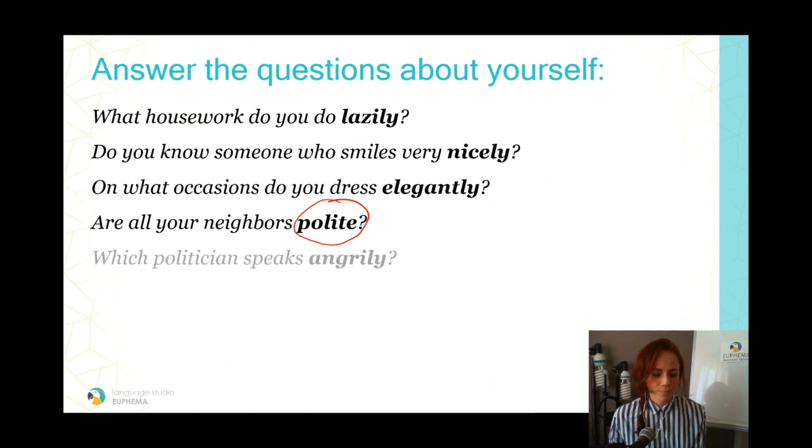Okay, fine. Which politician speaks angrily? Well, that's a toughie. Okay, I guess there are some politicians that speak angrily, but I don't want to drop names here. But you can answer it. You are at home and nobody can hear you. So I just say, beep, speaks angrily. Okay, I beeped the name, but you can say it. In your opinion, which politician or politicians speak angrily? Answer. Good.